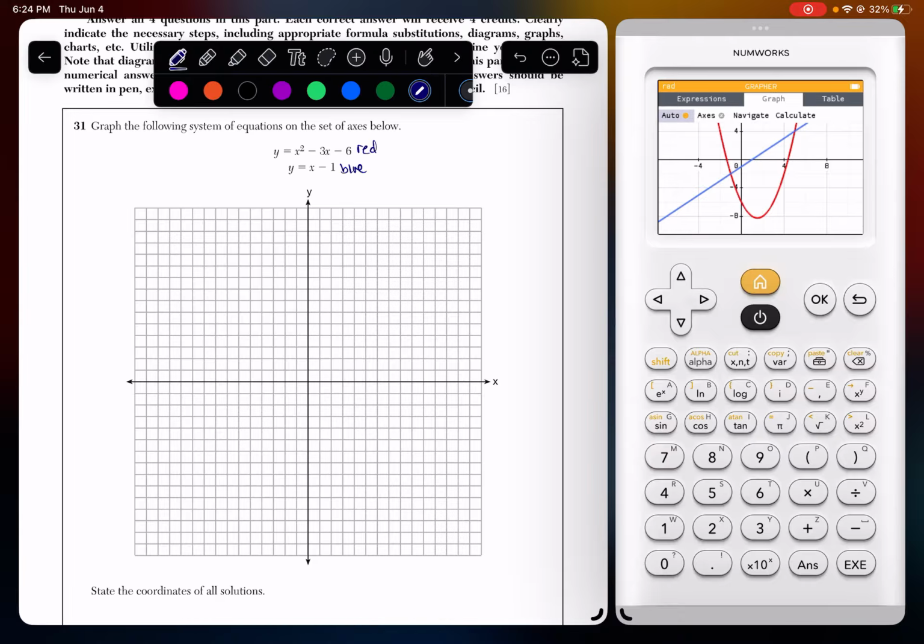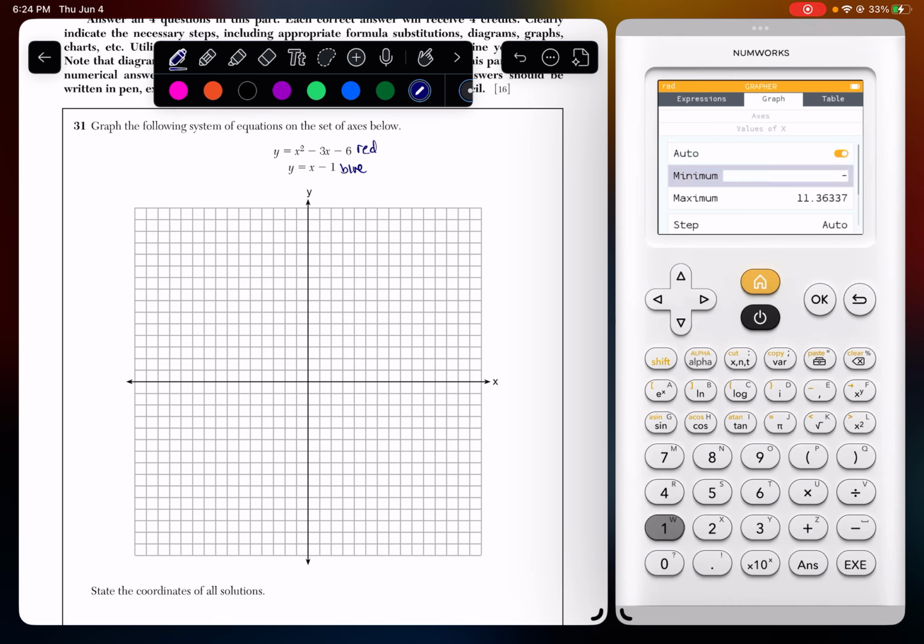If I want to make my window identical to that, I can go to axes, and I can dictate the values of x and the values of y. So if I go into values of x, I can say I want you to show me from negative 15 to positive 15, because that's what my paper does. Then I'm going to go down and hit confirm. And I'm going to make the same decision for y. Show me from negative 15 to positive 15. Hit confirm. Back on here, I'm going to hit confirm again.